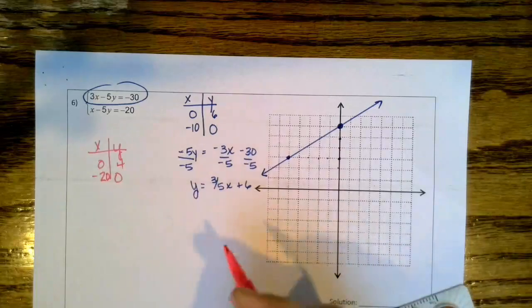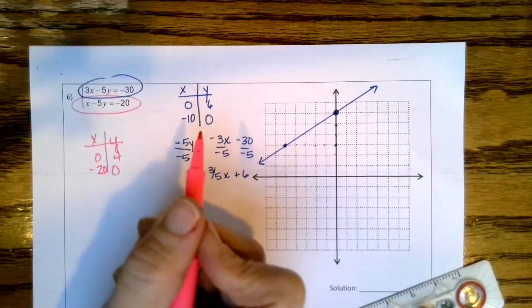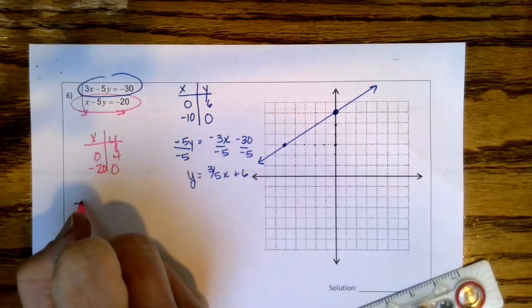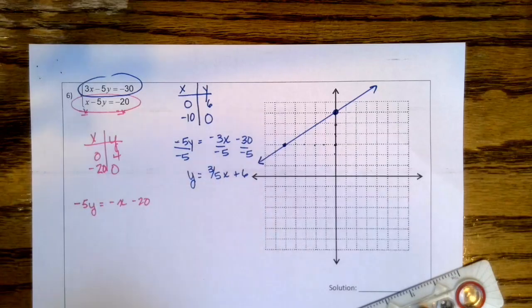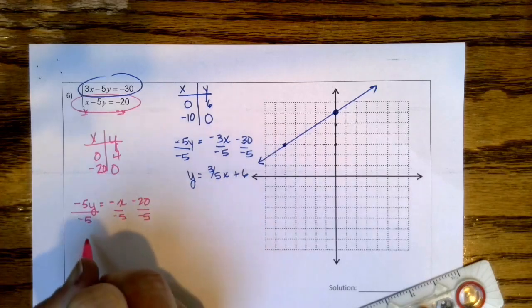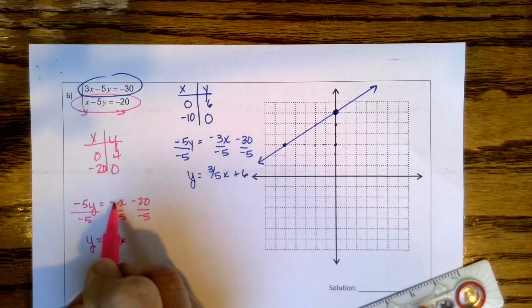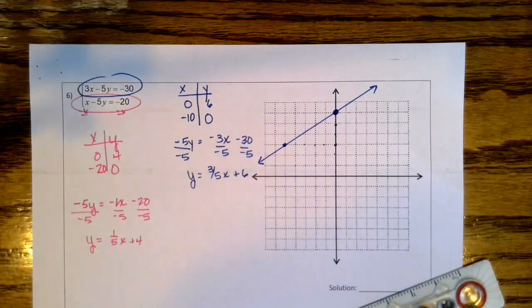So when I go to do my other graph, solving for y, subtracting x from each side is going to give me negative 5y is equal to minus x minus 20. Divide by negative 5, divide by negative 5, divide by negative 5. My y is equal to 1/5 x. Think about that. Negative divided by negative is a positive. And remember, this has a coefficient of 1. So I can just write this slope as 1/5 plus 4.